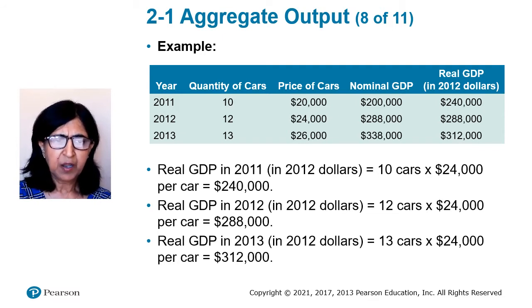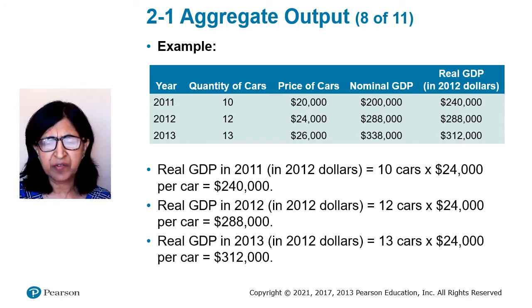$288,000. Nominal GDP for 2013 in 2013 dollars equals 13 cars times $26,000 per car equals $338,000. Real GDP in 2011 in 2012 dollars equals 10 cars times $24,000 per car equals $240,000.